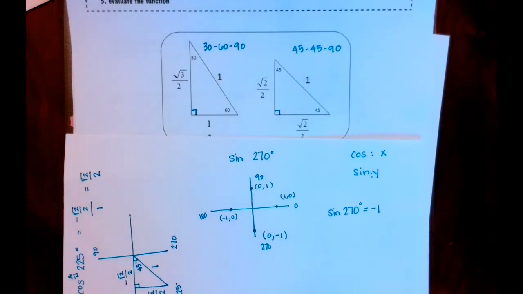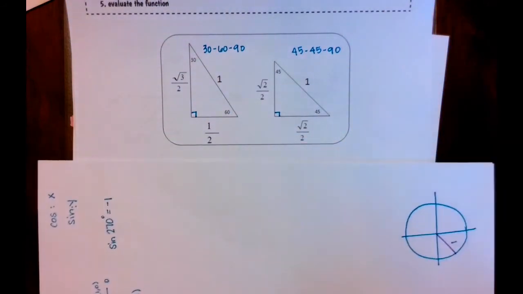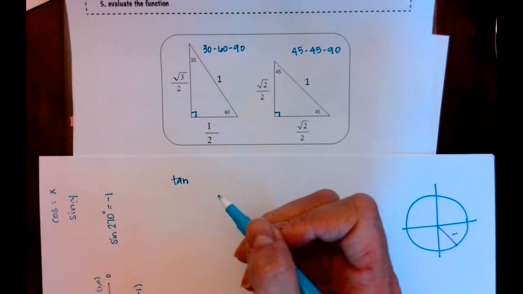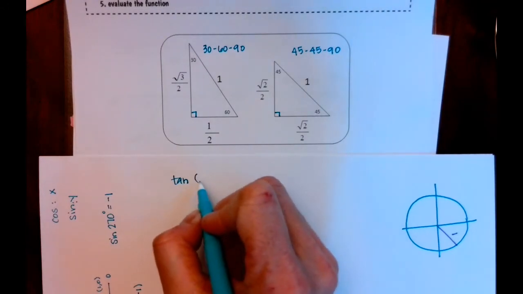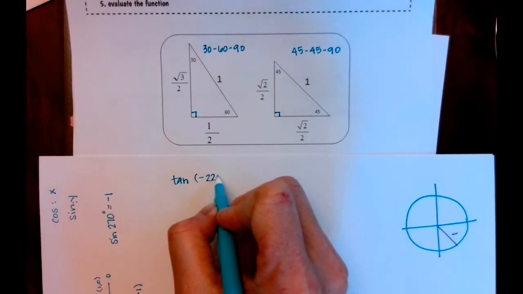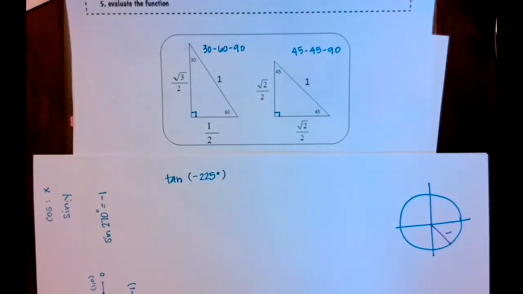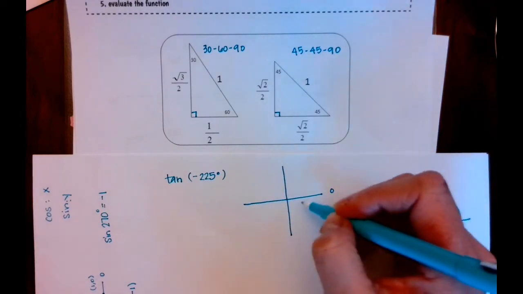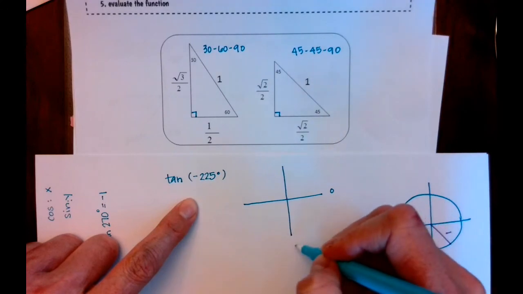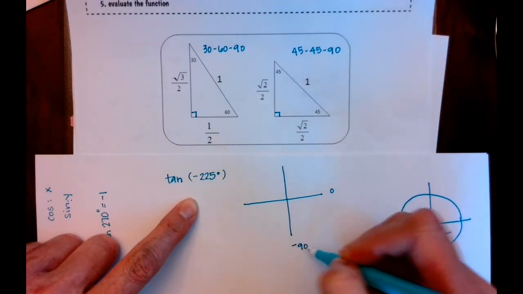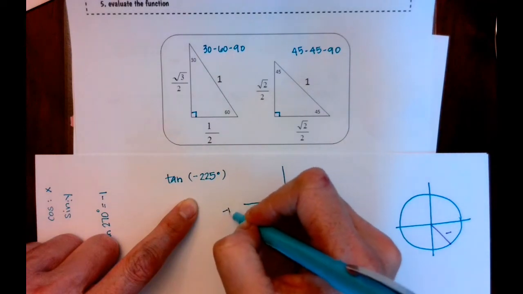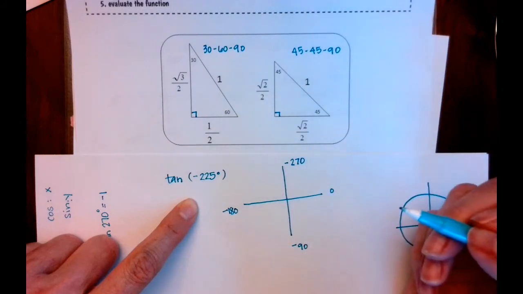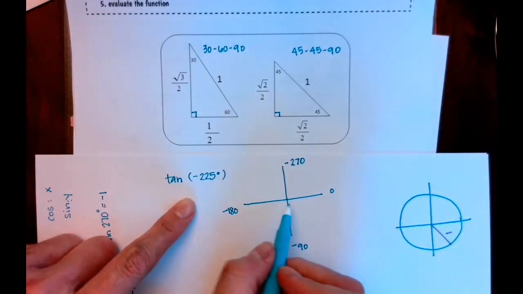The last one that I'm going to do for this video, we need to do a tangent and we need to do a negative. So let's do tangent. I should do -225. Okay. So again, we're going to graph it. Here's 0, negative, so we're going to go in the opposite direction. So now if we go this far, that's -90. If we go around to here, that's -180. All the way up would be -270. So 225 is going to be in here somewhere.